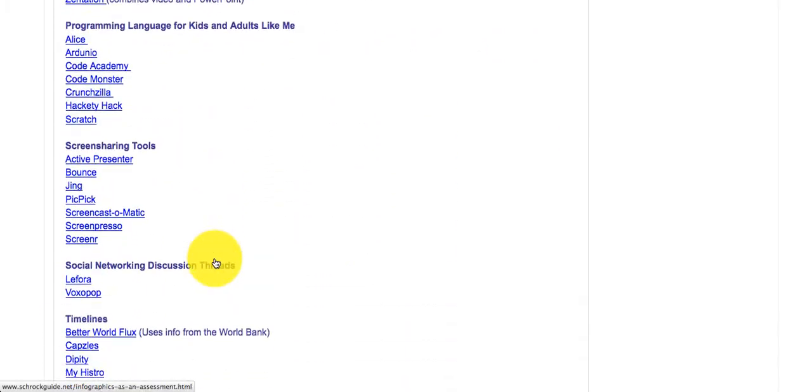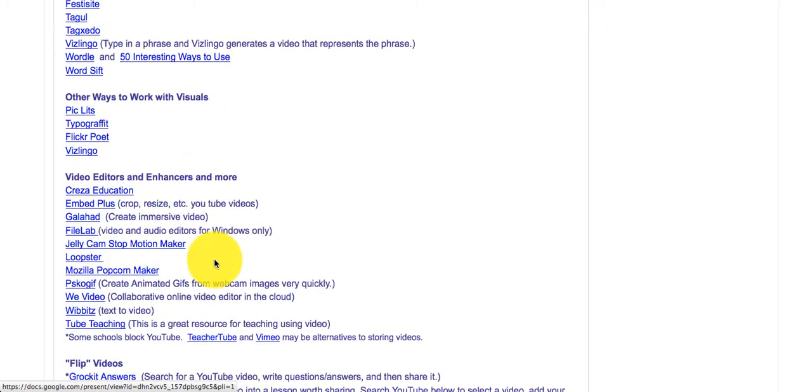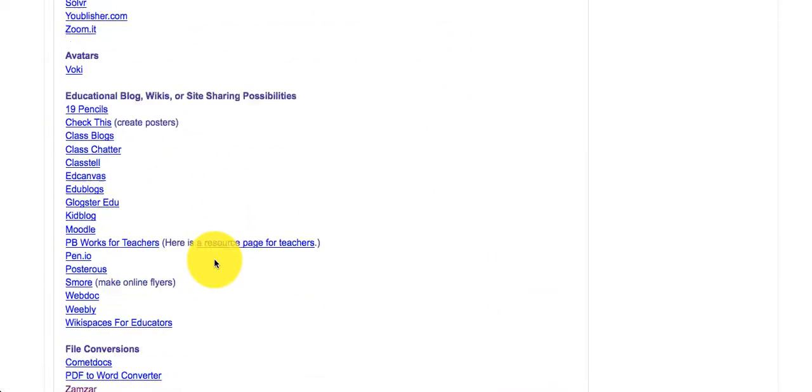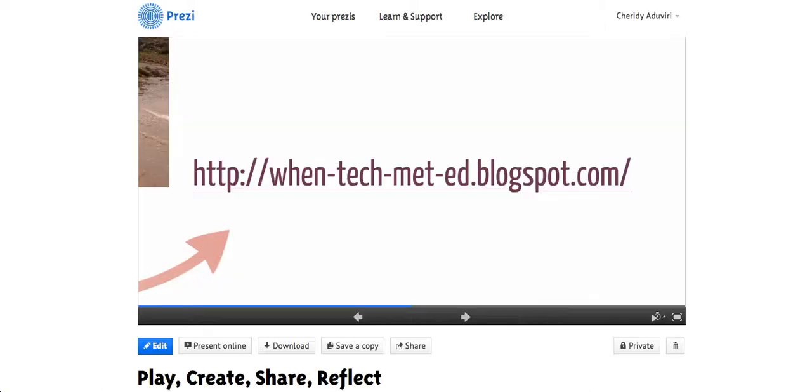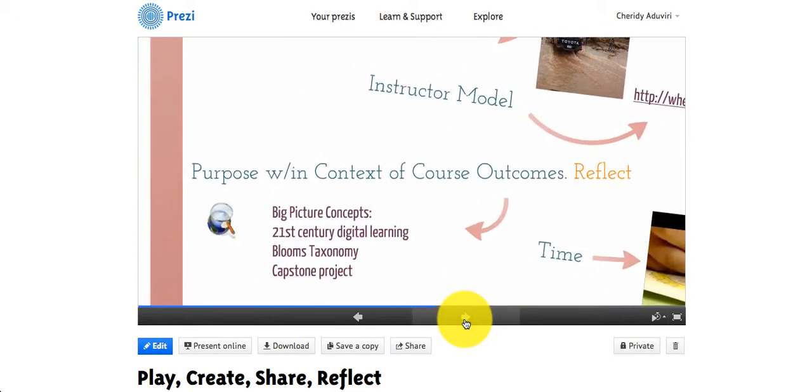You can see it's messy, yet it's play that works for me in some kind of an organized manner. But that's obviously not what I share with my students. So we want to play within the purpose, within a context of our course outcomes, and always having this idea that we're reflecting all along the way.